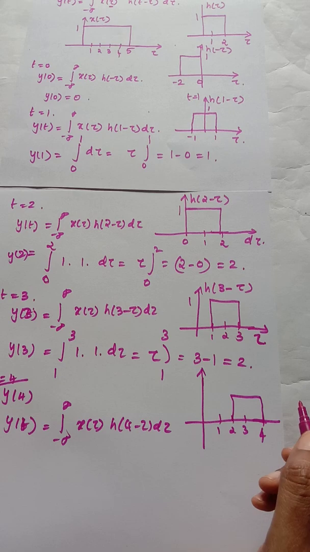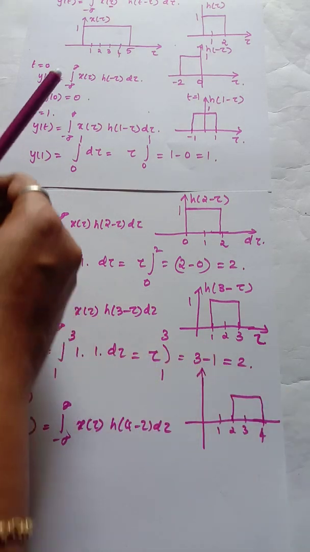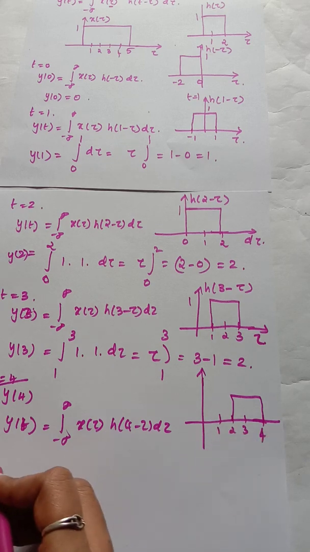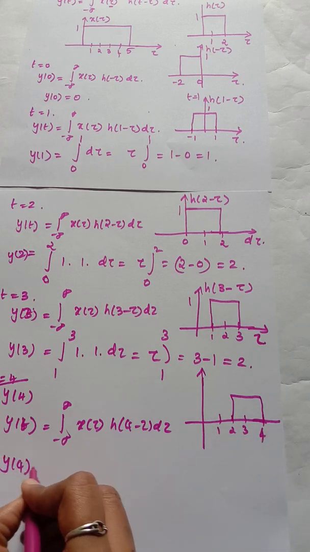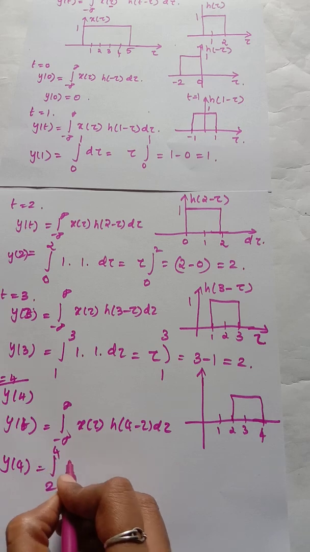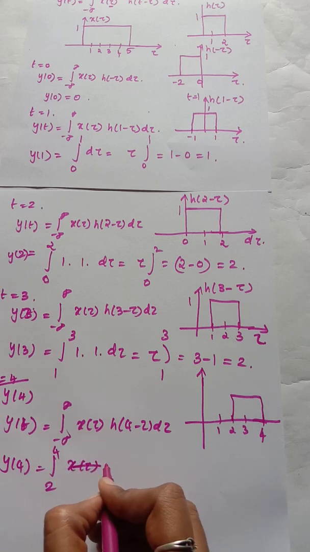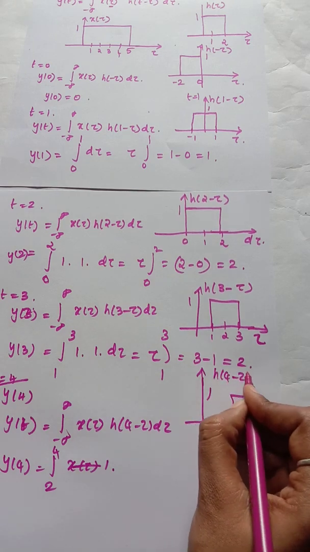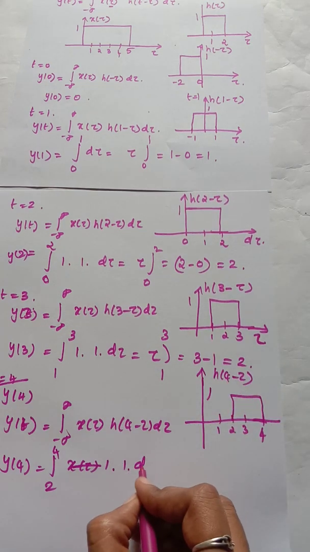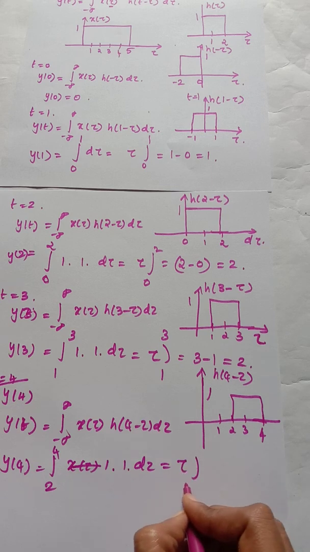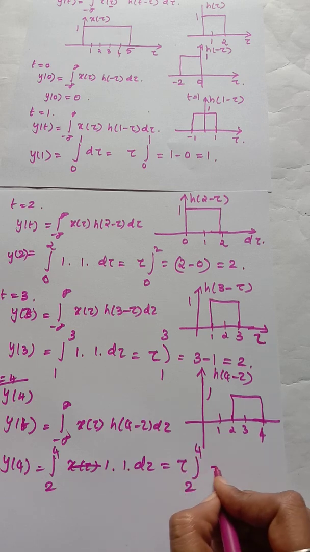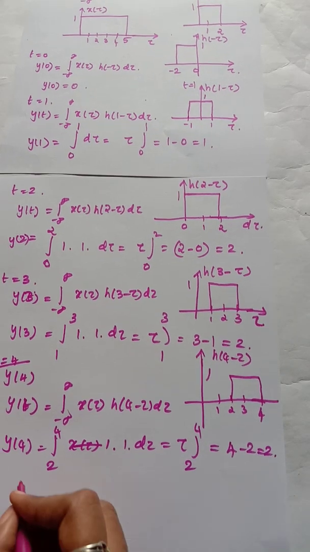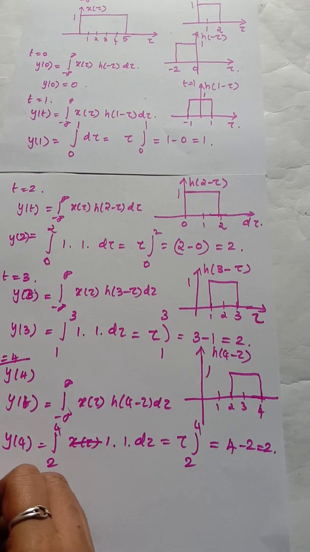2 to 3. Then compare with this, the common part. Now the common signal is from 2 to 4. So y of 4 is equal to the integral from 2 to 4, x of tau value is 1, h of 4 minus tau value is 1 d tau. So when you integrate, you will get tau. So the upper limit is 4, the lower limit is 2, so 4 minus 2, which is equal to 2.